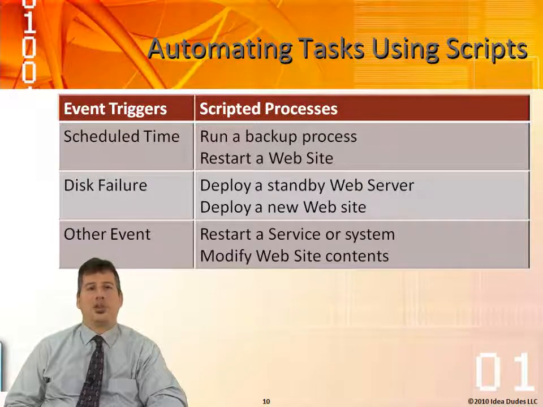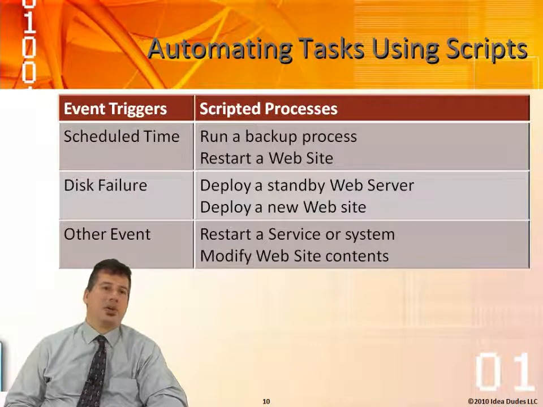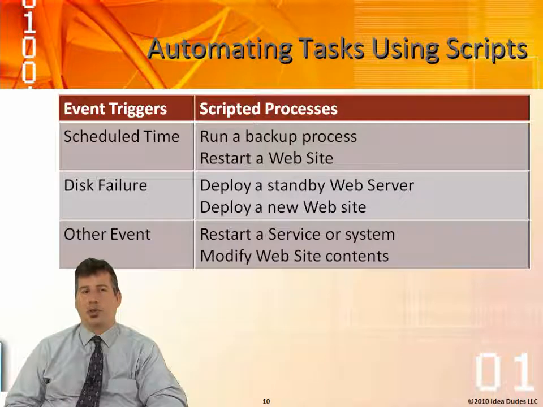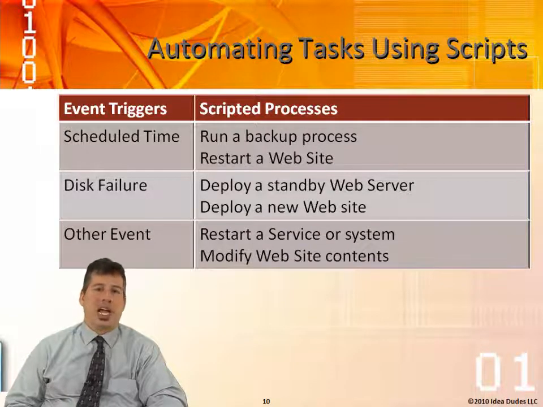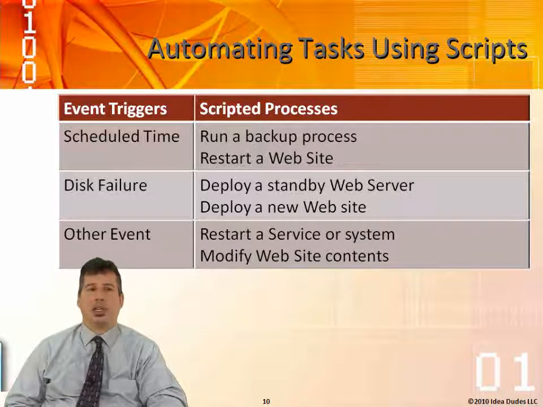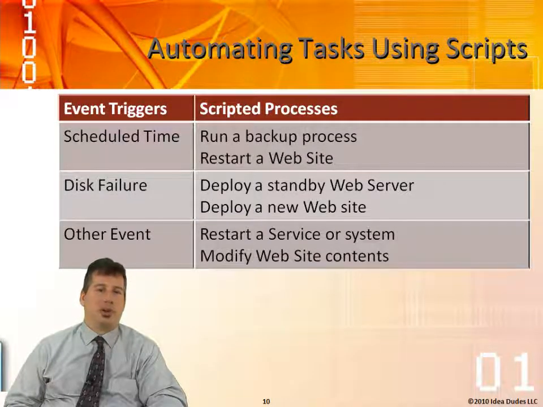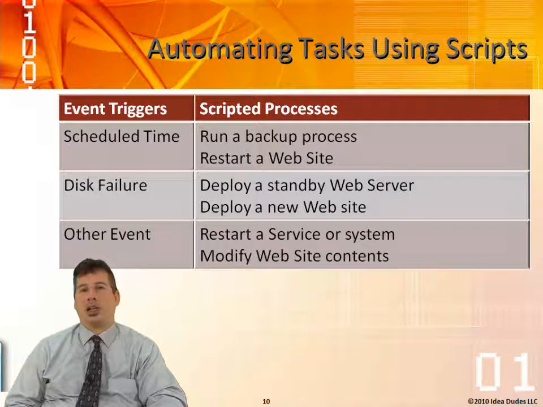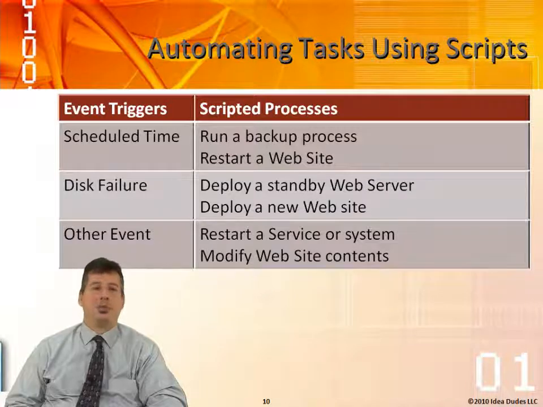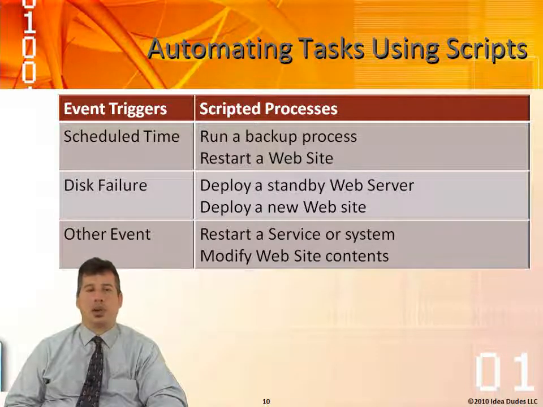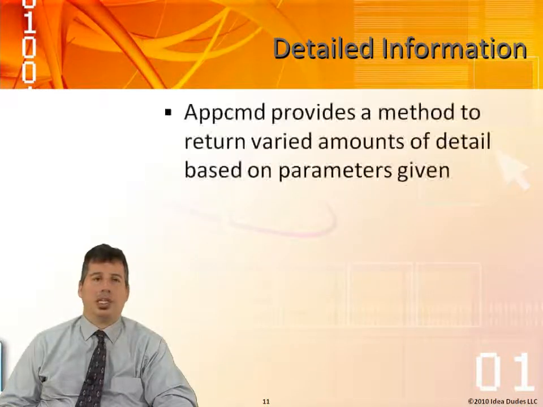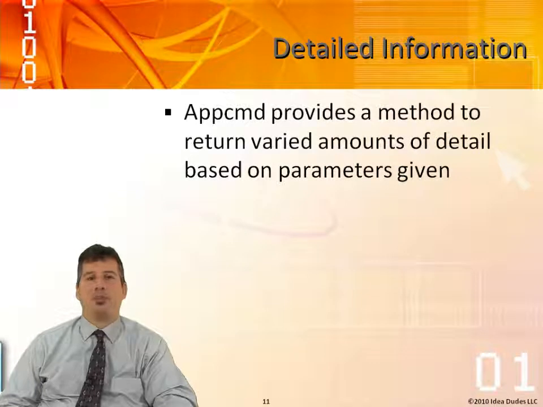Automating tasks using scripts. One of the things that we can do is use event triggers. We can schedule a time, such as to run a backup process or restart a website. Also a disk failure, to deploy a standby web server or deploy a new website. Other events, we can restart a service or a system. We can modify website contents. Detailed information: AppCmd provides a method to return varied amounts of detail based on the parameters given.